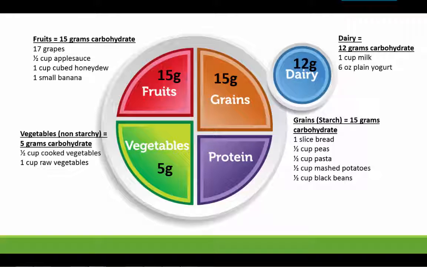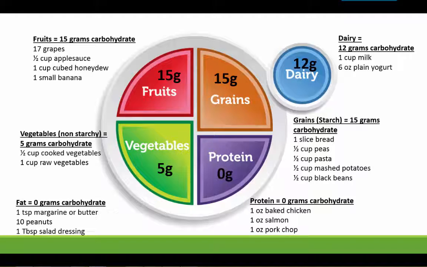Now let's jump over to the vegetable group. These are non-starchy vegetables such as spinach, cauliflower, carrots, broccoli, etc. These are very low carbohydrate foods with only 5 grams per serving. The protein group has 0 grams of carbohydrate, and the fats, which are not represented on my plate, are also 0 grams of carbohydrate. That means fat and protein do not count toward carbohydrate intake.